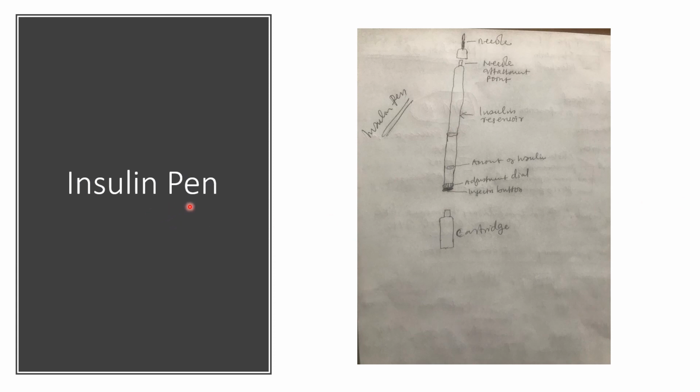Now, this is the insulin pen. I've decided to use my hand to draw this because of copyright issues, right? My sketch is not that fanciful, but it's going to convey the information. This is the cartridge filled with insulin. This is the insulin pen. You can see the needle attachment point, then the insulin reservoir right here. You can adjust the amount of insulin you want to give here. This is the adjust dial. Then you press this injection button to deliver.